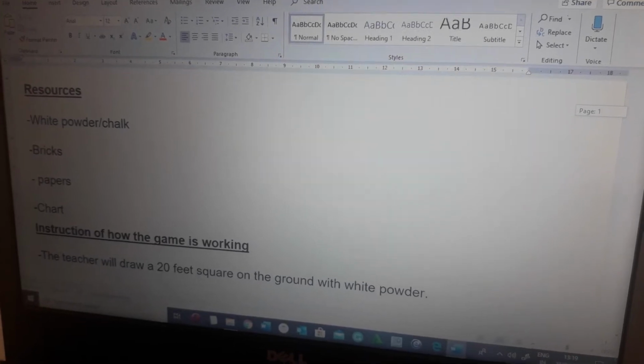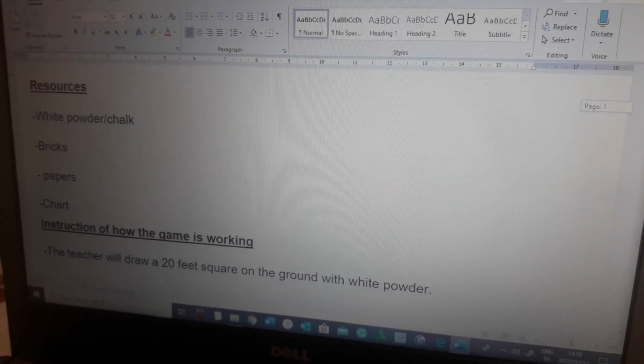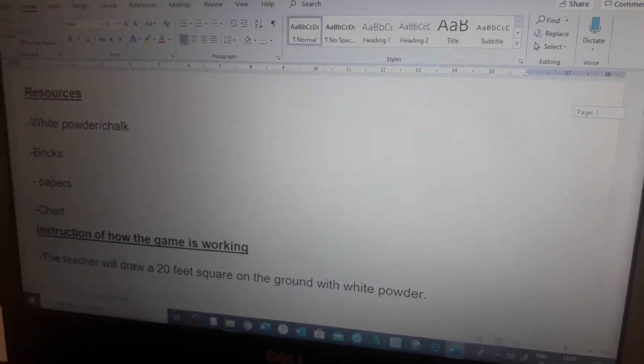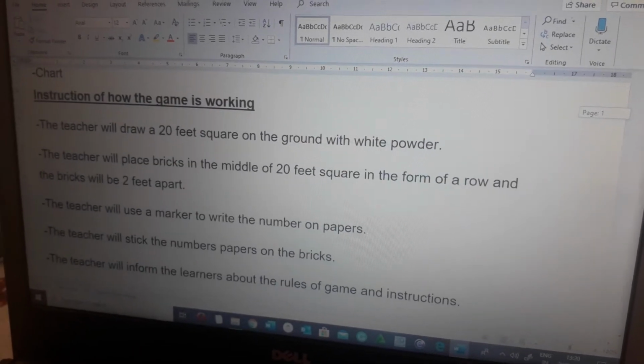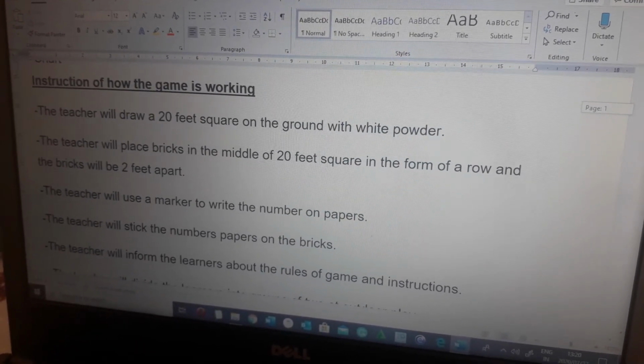Resources: white powder or chalk, bricks, papers, chart. Instructions of how the game is working.